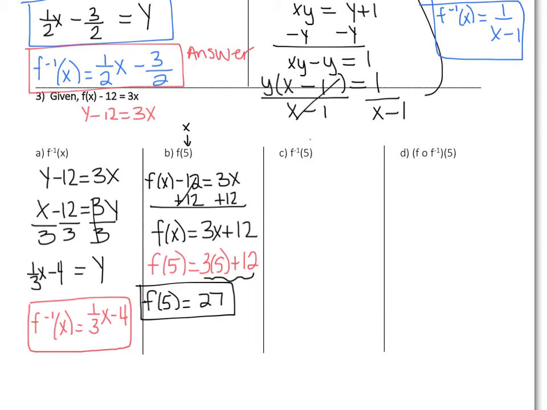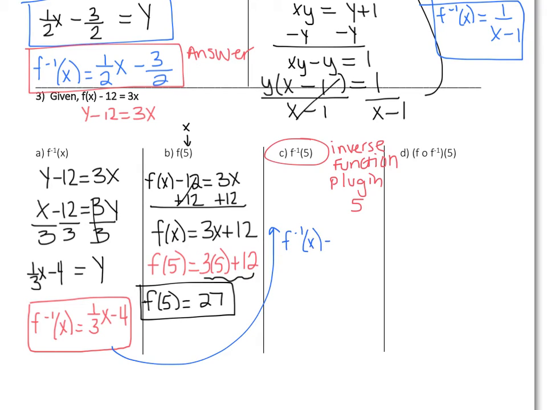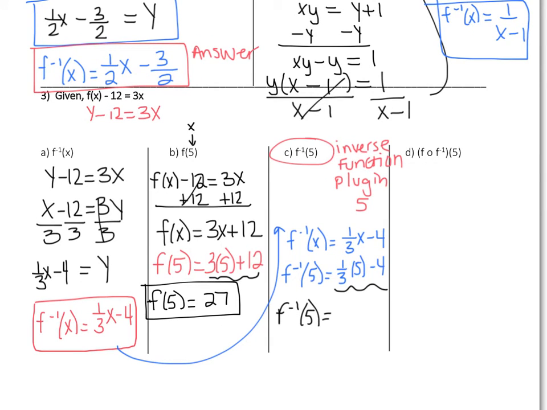That means look at your inverse function and plug in 5. So here's my inverse function, f negative 1 of x, and I have 1/3 x minus 4. I want to find f negative 1 of 5. So everywhere I see an x, I'm going to put a 5. Now put this side into the calculator just the way you see it and get the value of f negative 1 of 5. Okay, you should have gotten negative 7 over 3.